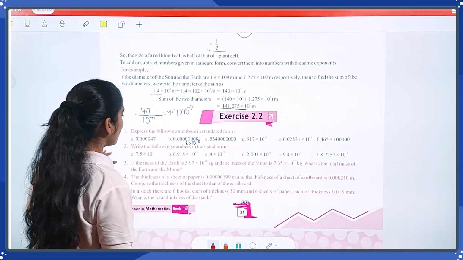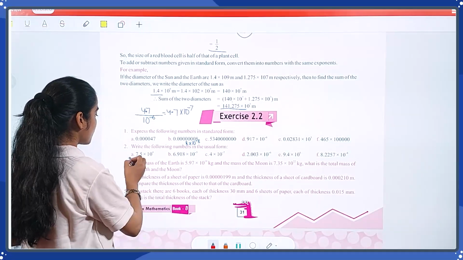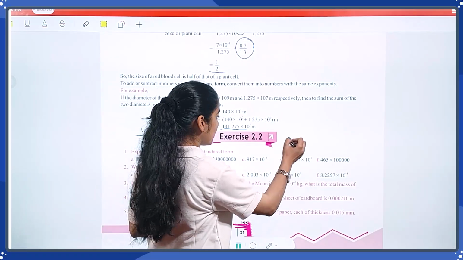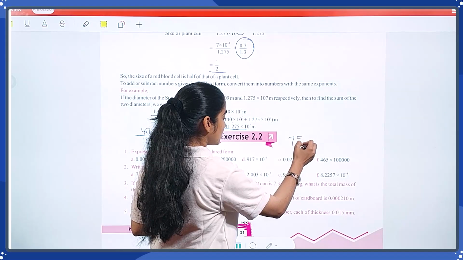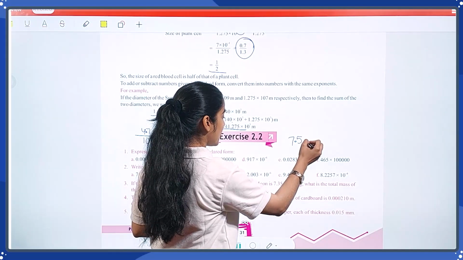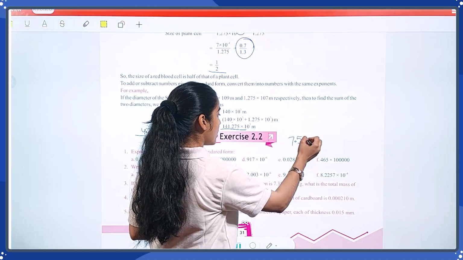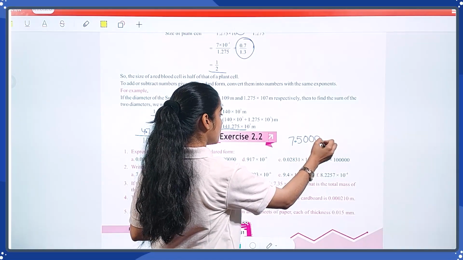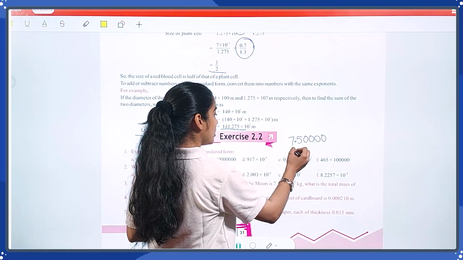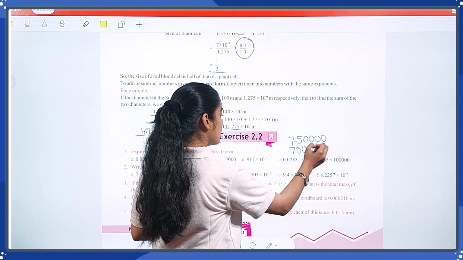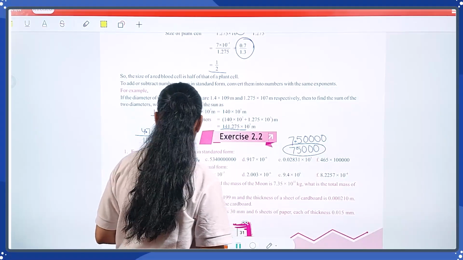Okay. Write the following numbers in the usual form. So we have to write these numbers in usual form. So 7.5 multiplied by 10 raised to the power 4. We have to apply 4 zeros because the power is 4. 1, 2, 3, 4. Now we can remove this point: 7, 5, 0, 0, 0. So 75,000 is your final answer.